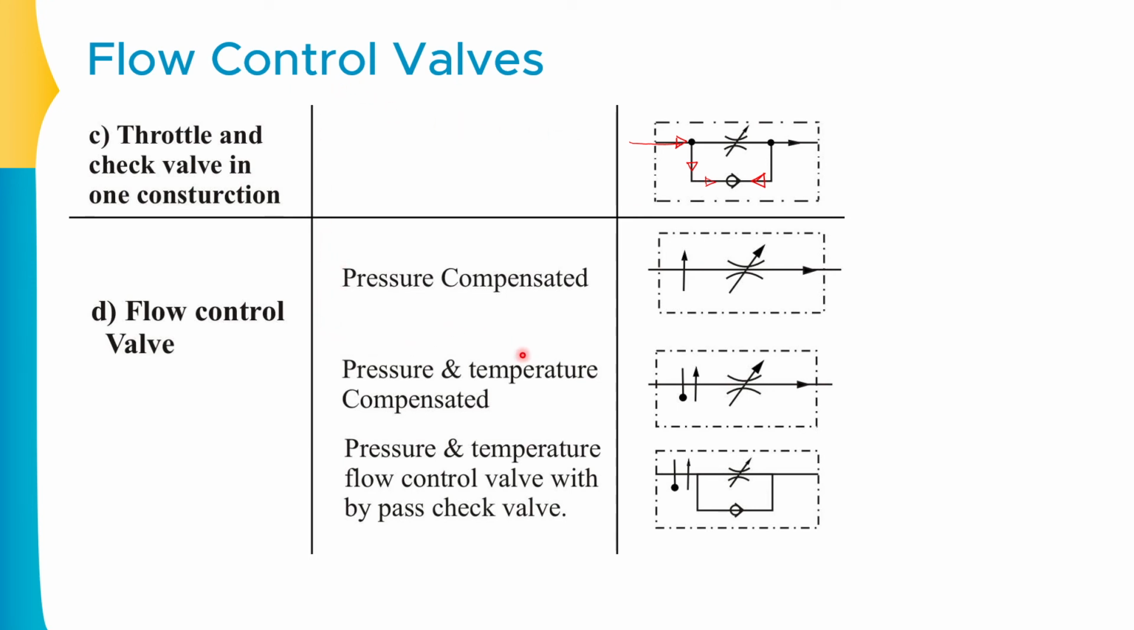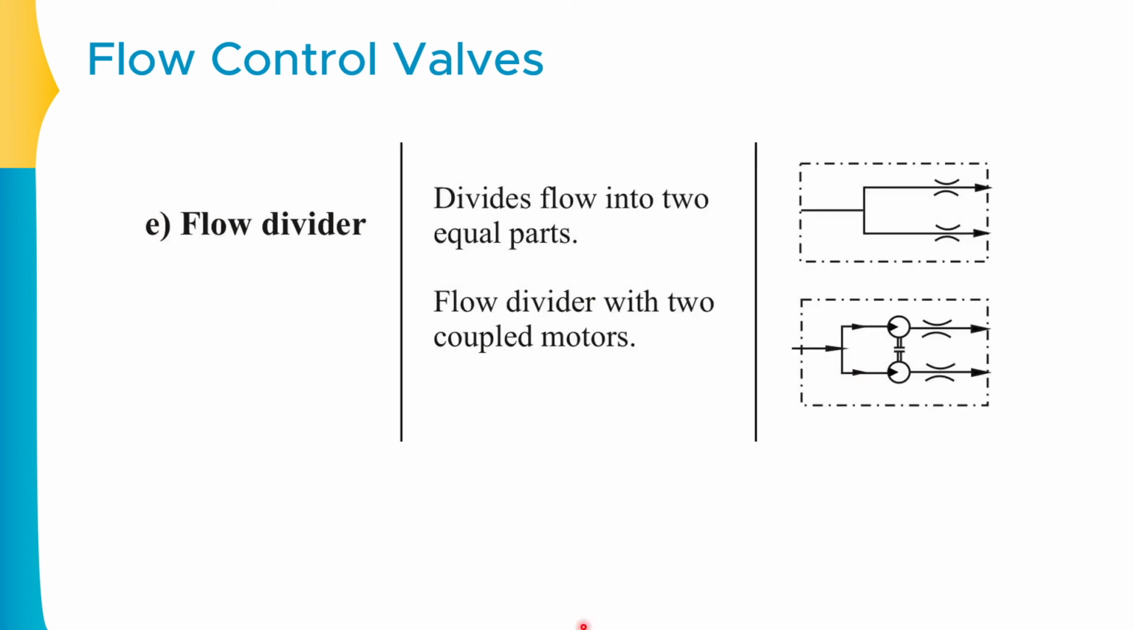Now the third category of flow control valves contains the flow dividers. What do we understand from flow dividers? Flow dividers can accept oil under pressure from one pump. If there is one pump available, they will take the oil from that one pump and divide it into two streams. As you can observe, they may be equal or they may not be equal. It depends on the specific control valve.